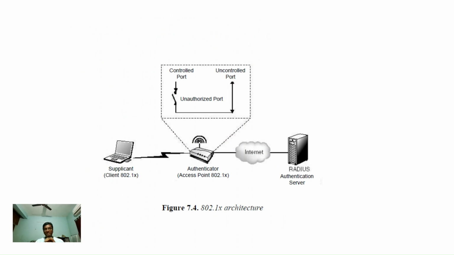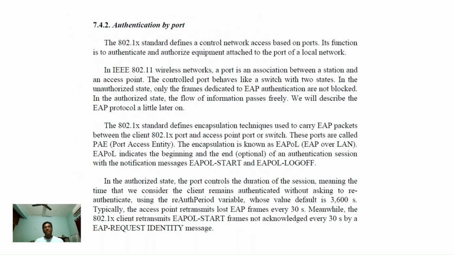It has the access point, and next comes the RADIUS authentication server. That is how the 802.1x architecture looks. And then authentication by port. The 802.1x standard defines controlled access to the network, which is an association between a station and an access point. The controlled port behaves like a switch between two states. In the unauthorized state, only the frames dedicated to EAP authentication are not blocked. This standard defines encapsulation techniques to carry EAP packets.